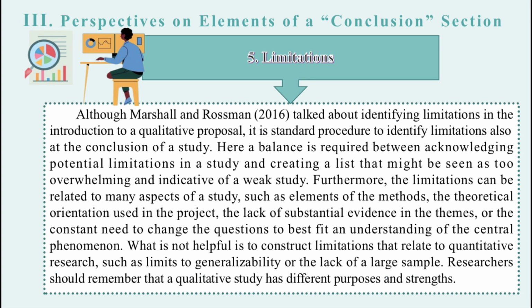5. Limitations. Although Marshall and Rossman talked about identifying limitations in the introduction to a qualitative proposal, it is standard procedure to identify limitations also at the conclusion of a study. Here a balance is required between acknowledging potential limitations in a study and creating a list that might be seen as too overwhelming and indicative of a weak study. Furthermore, the limitations can be related to many aspects of a study, such as elements of the methods, the theoretical orientation used in the project, the lack of substantial evidence in the themes, or the constant need to change the questions to best fit an understanding of the central phenomenon.